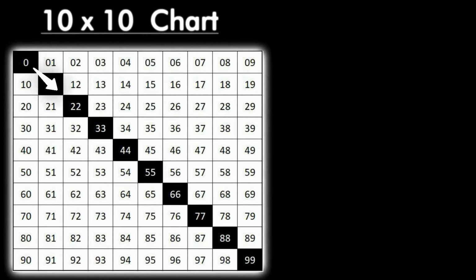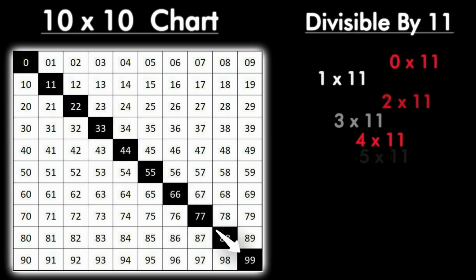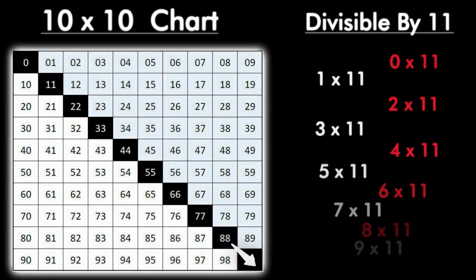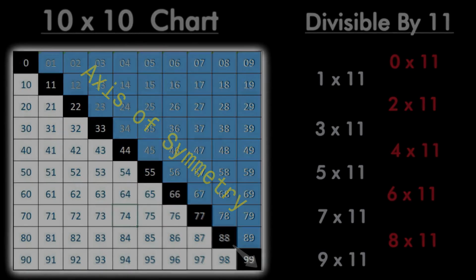And if you notice, the numbers going down diagonally are numbers that are divisible by 11, starting with 11, 22, 33, 44, and so forth. And if you notice, it acts as our axis of symmetry between the rest of the numbers.